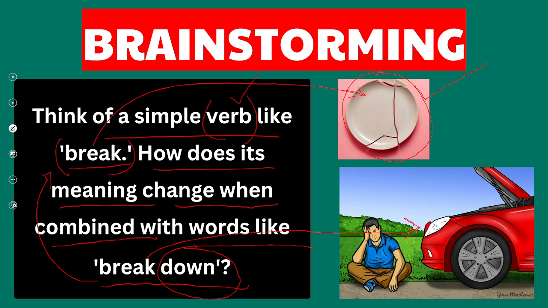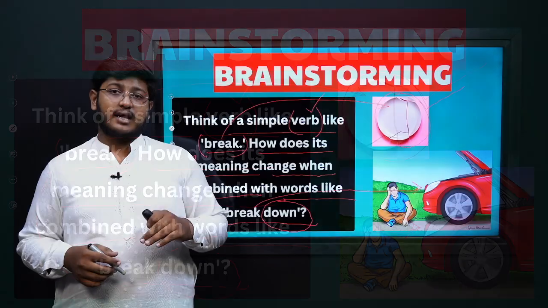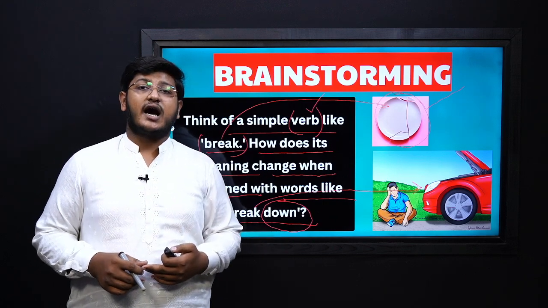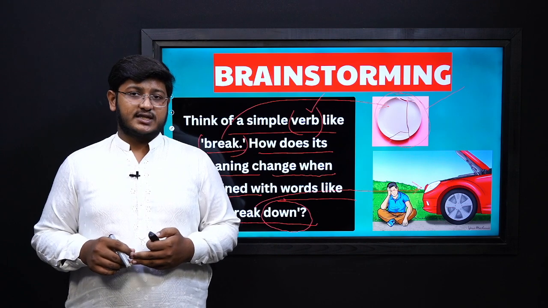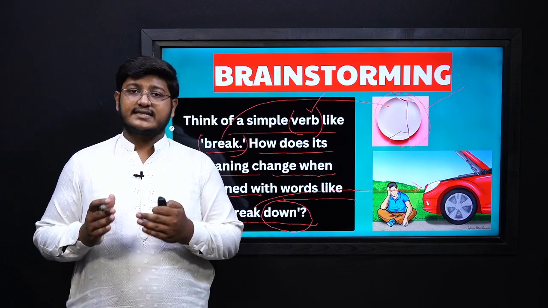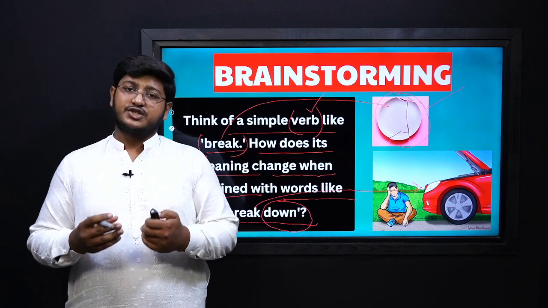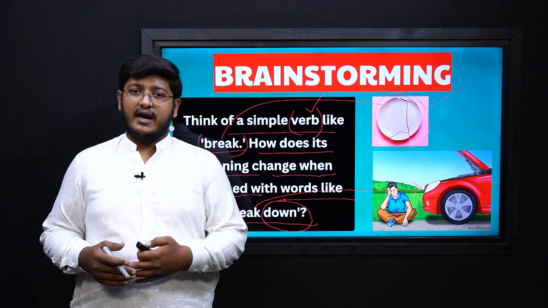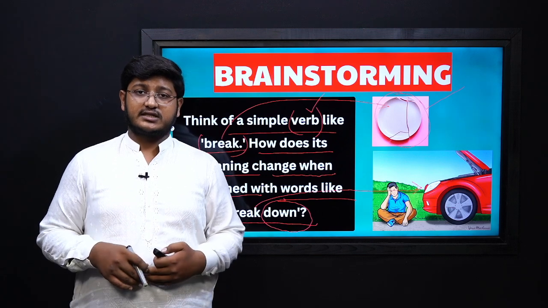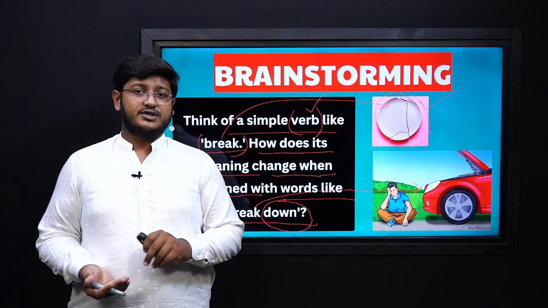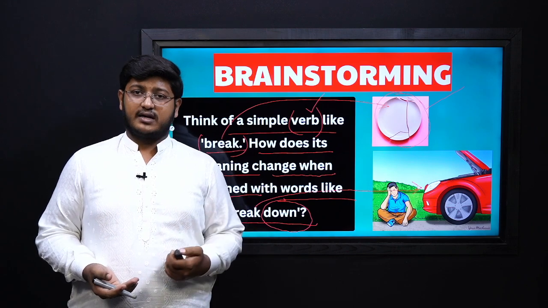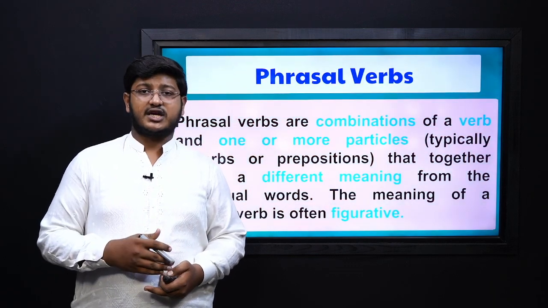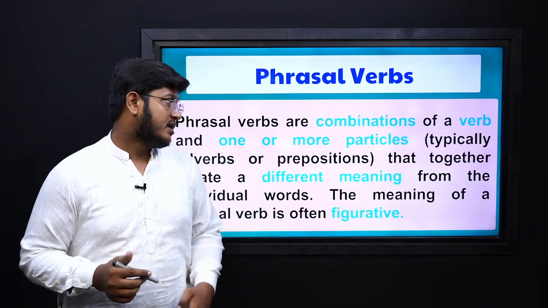So why does this difference come? Why does the verb break become breakdown and get a different meaning? Because it becomes a phrasal verb. So what is a phrasal verb? Let's find out how a simple verb changes its meaning just by attaching with a preposition or an adverb, and it becomes a very different word for us. It contains a very different meaning which is not known to us beforehand. So let's go further. Let's find out what a phrasal verb is and how such phrasal verbs are made from the verbs.